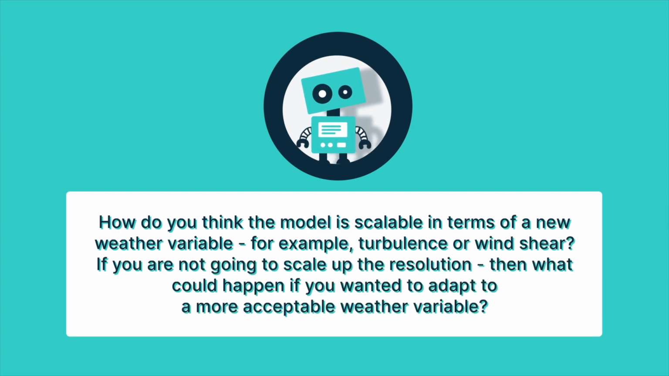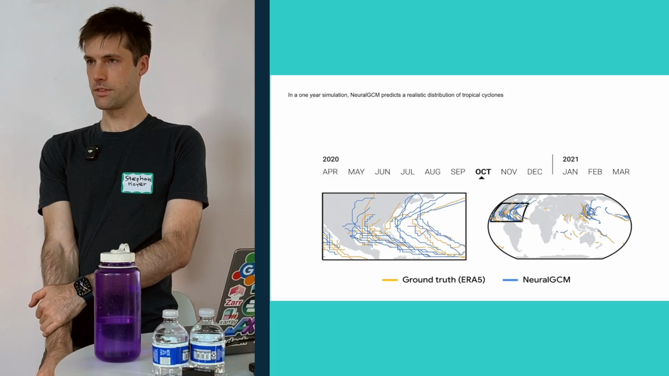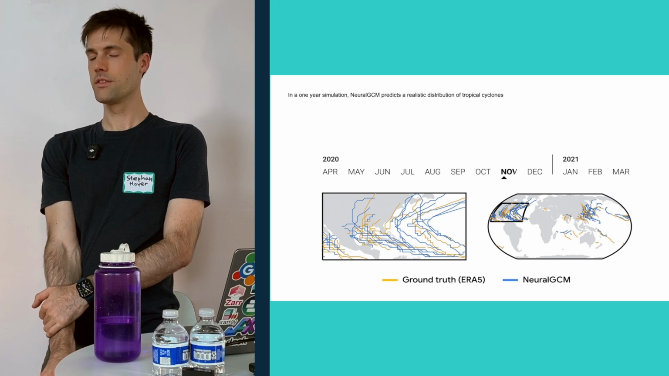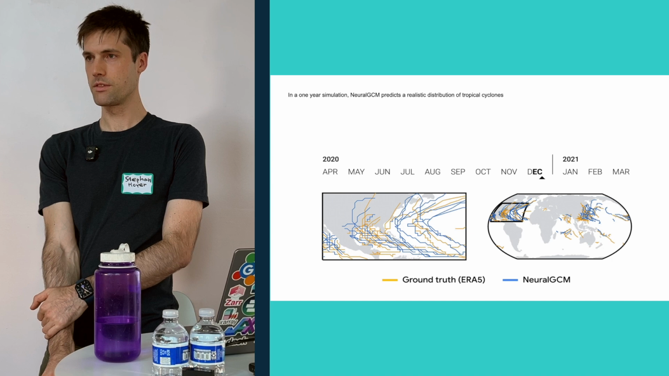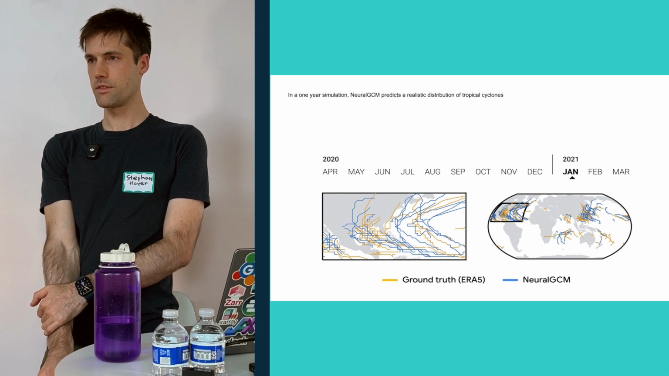I'm also curious about how scalable the model is for a new weather variable. For example, if you want to simulate some more subtle weather variable, say turbulence or wind shear. If you are not going to scale up the resolution, you mentioned the runtime complexity is O(n^3), so what could happen if you want to adapt it to a more subtle weather variable?